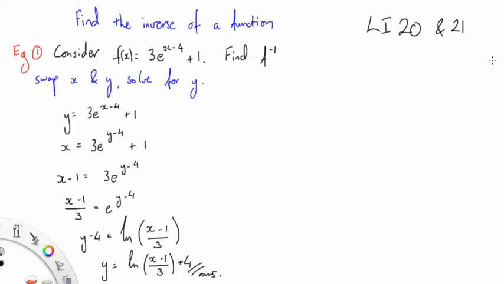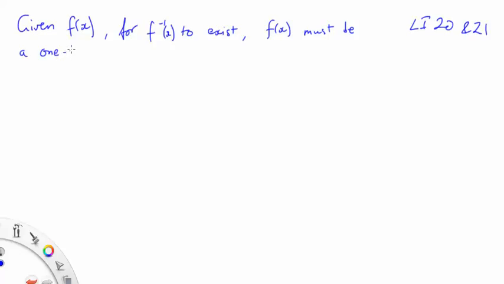Alright, let's get formal now. So I'll clear this. Now that you know the process, let's be formal. This is for learning intention 20 and 21. So given the function f of x, for the inverse function to exist, f of x must be a one-to-one function. And I'll remind you what a one-to-one function is.